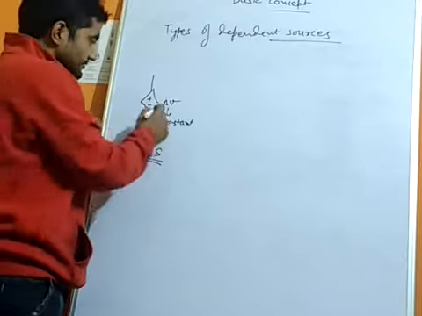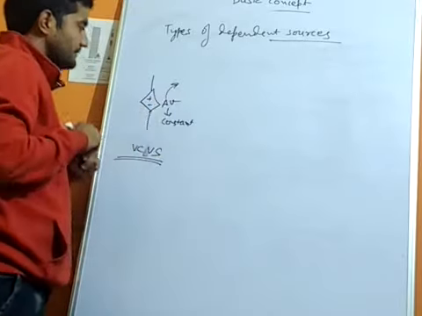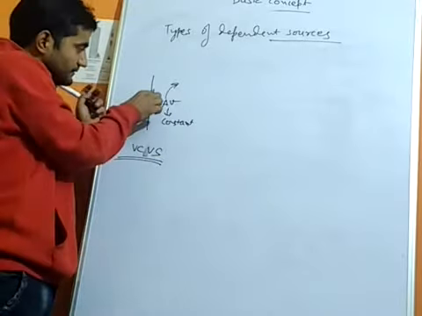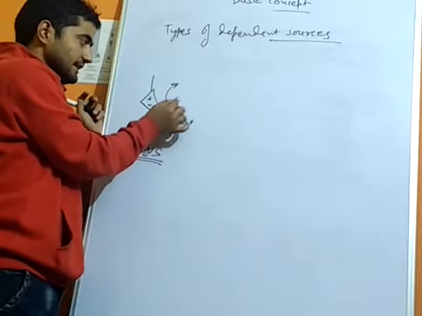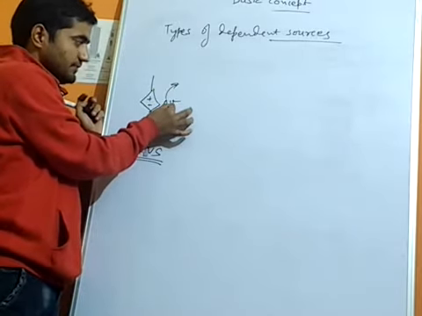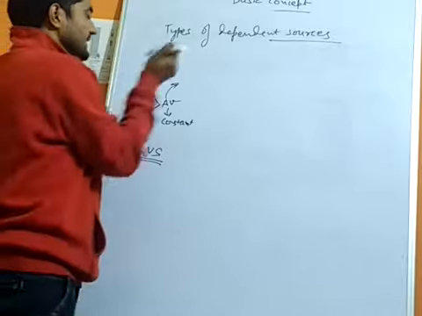Now, what will be the unit of A? Of course, it is the ratio of voltage to voltage. This one is a voltage, and V is also a voltage. So A must be unitless.